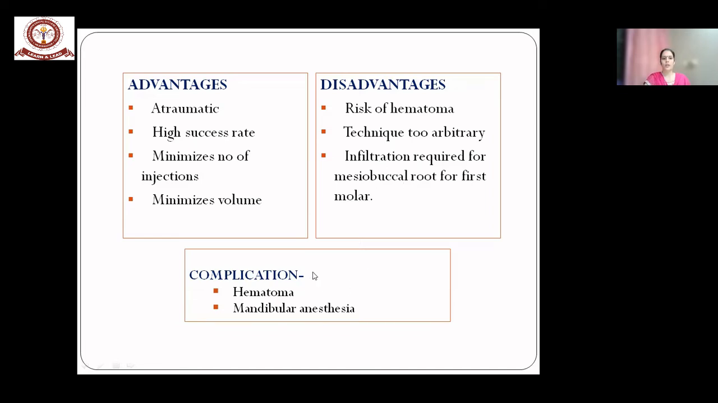The complications are, as I said, hematoma formation, and in some cases, while giving a PSA nerve block, the patient will tell you that half of the tongue and the lower lip also get anesthetized. This is usually because lateral to the PSA, the mandibular division of the trigeminal nerve emerges. So if the orientation of the needle is too lateral, then there might be a chance of anesthesia of the mandibular division.